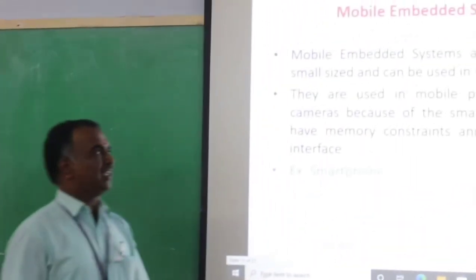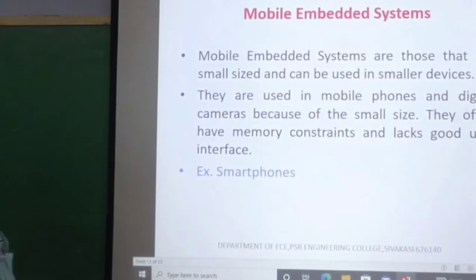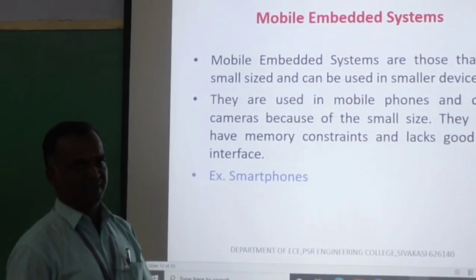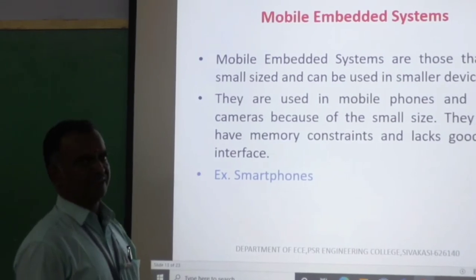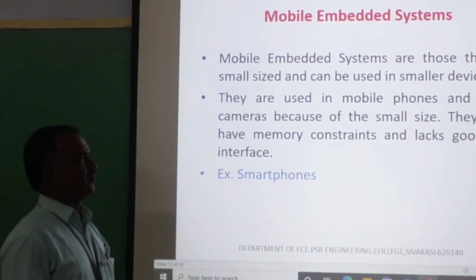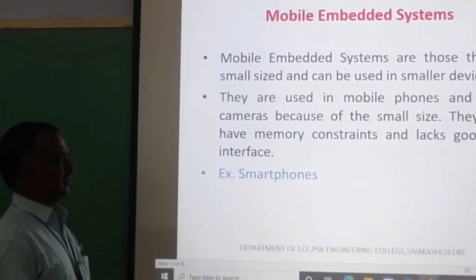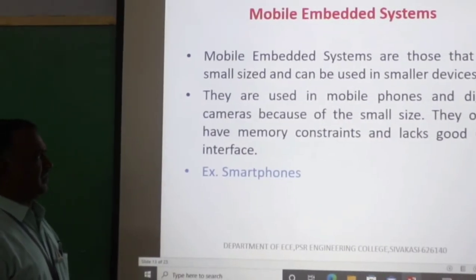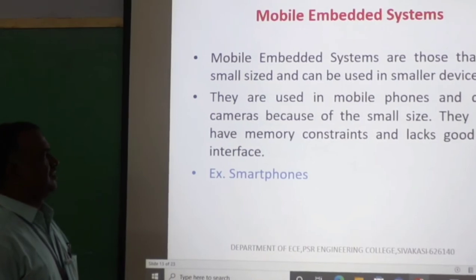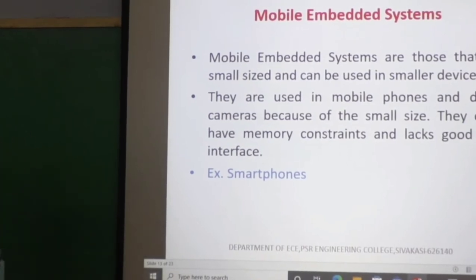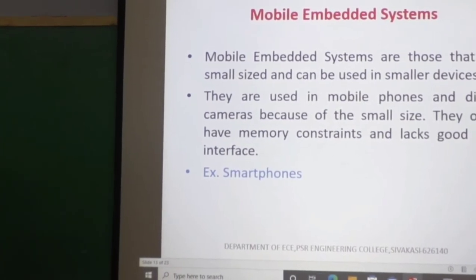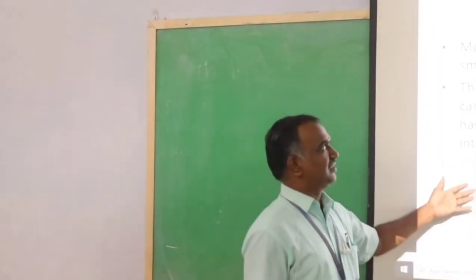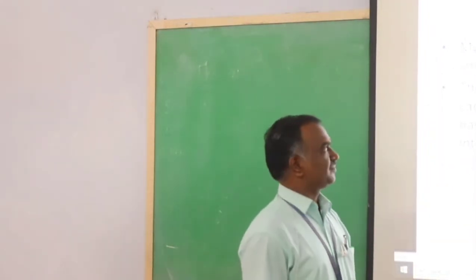Then the mobile embedded system. Mobile embedded systems are based on mobility, so you can easily move them from one place to another. They are used in mobile phones and digital cameras because of their small size. They often have memory constraints and lack a good user interface. The example for a mobile embedded system is the smartphone.